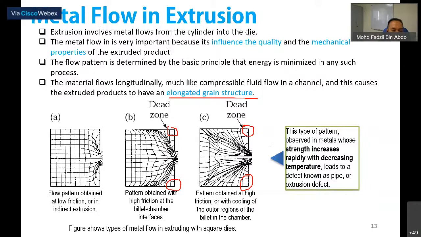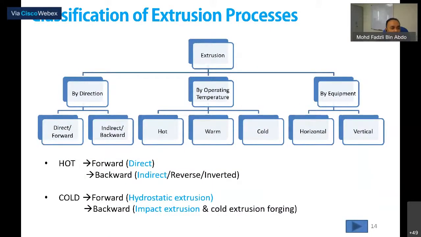Ini kata apa? This type of pattern observed in metal whose strength increase rapidly with decreasing temperature leads to a defect known as a pipe, air, or extrusion defects. Okay. This is the classification of extrusion process.